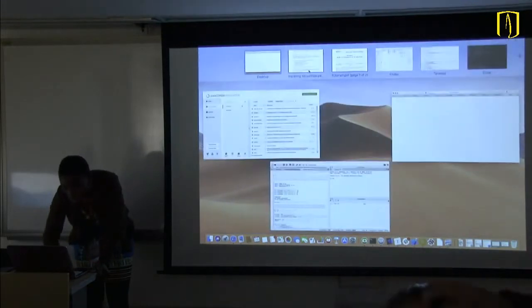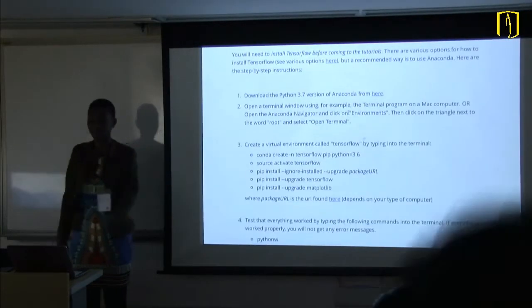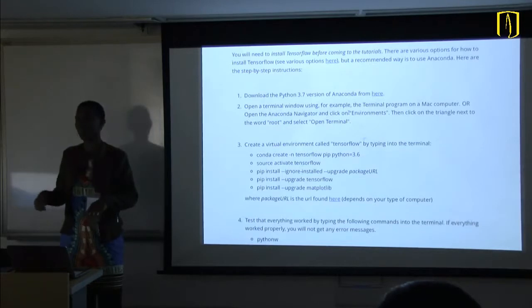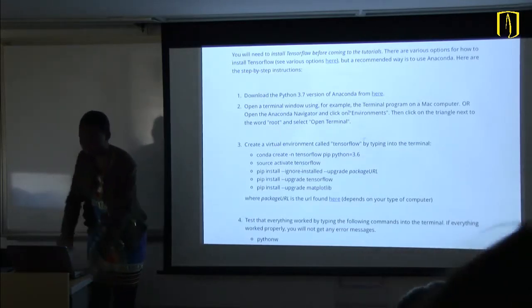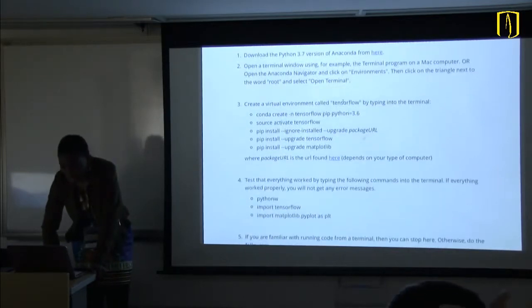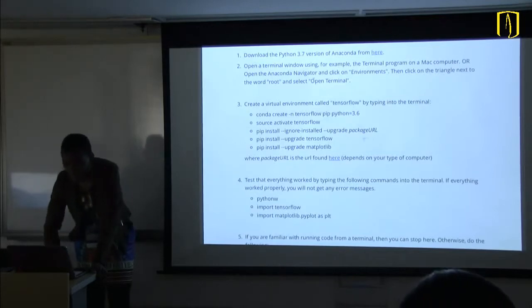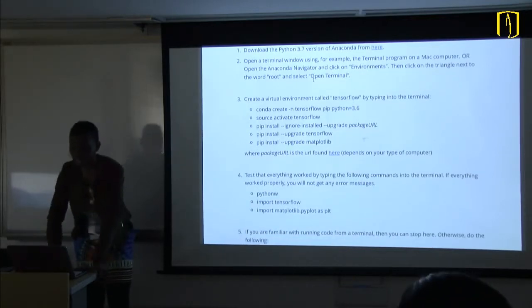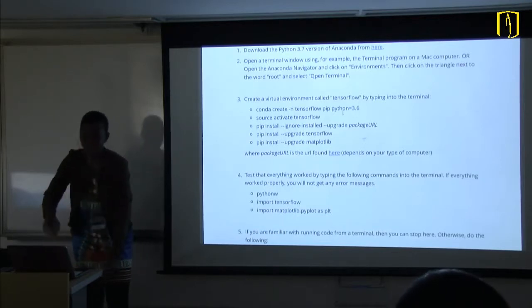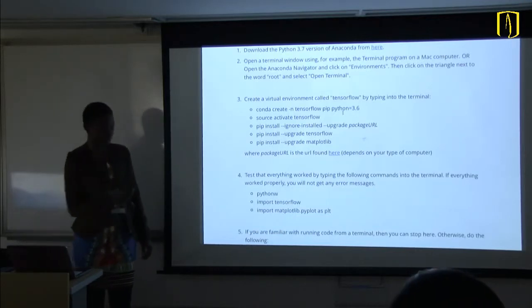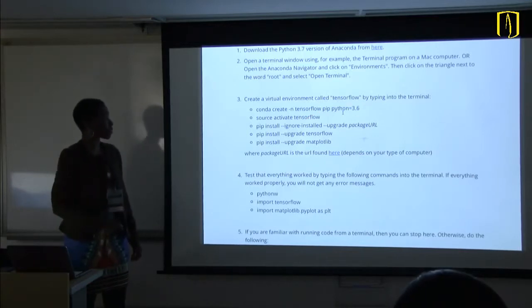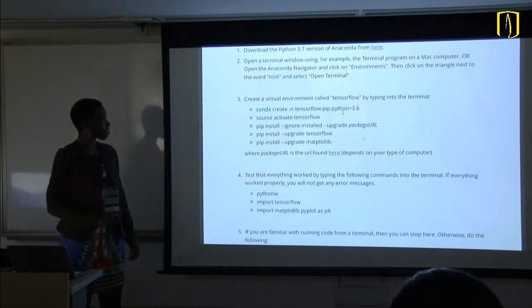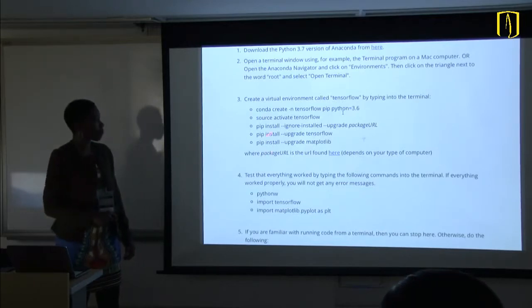Anyhow, if you go there, you're going to download Python 3 for the version that you have on your system, Windows, Ubuntu, Mac OS. And then you can create a virtual environment with TensorFlow. You go on Anaconda to open a terminal, and you just follow these steps on the terminal: conda create TensorFlow with Python 3.6, source activate TensorFlow or conda activate TensorFlow, pip install.